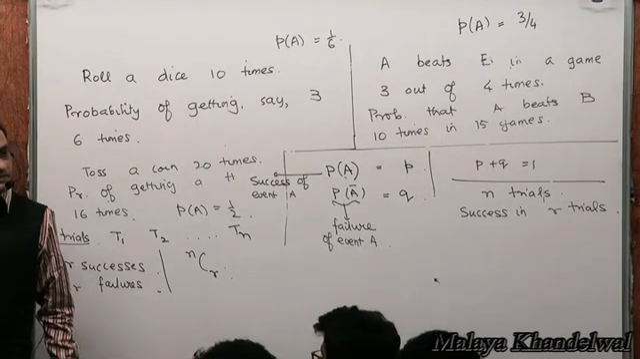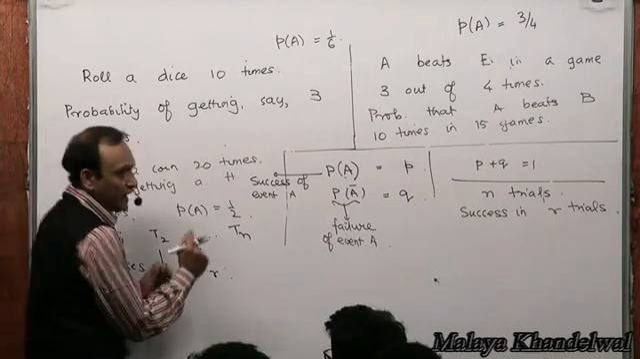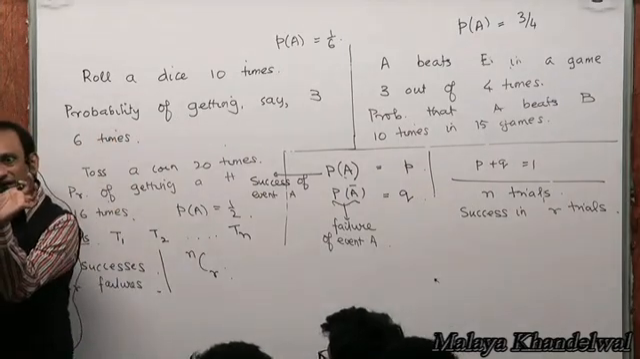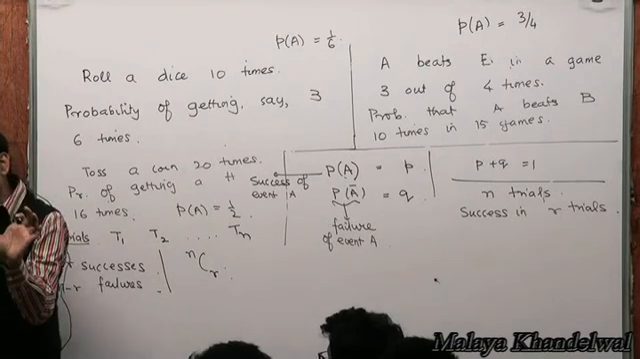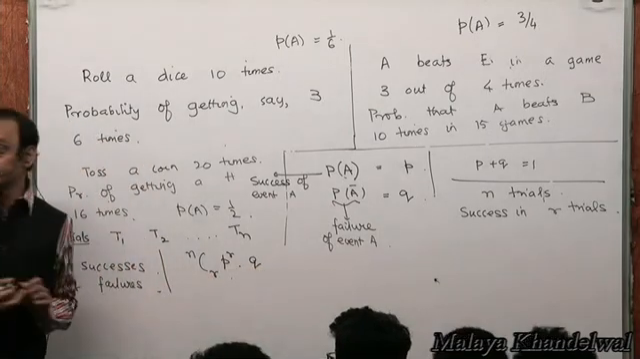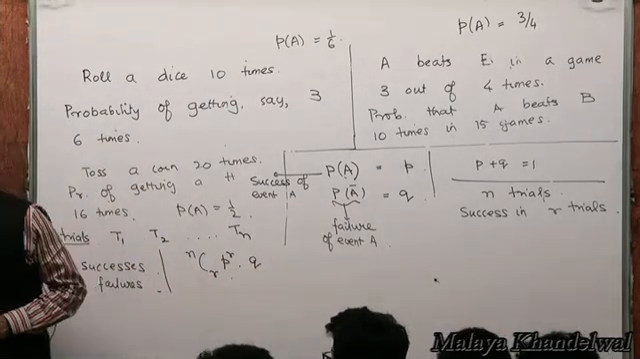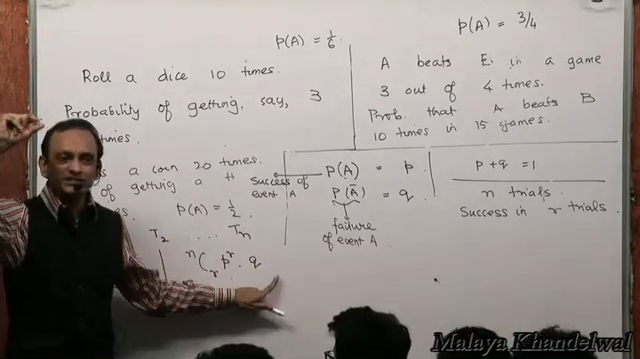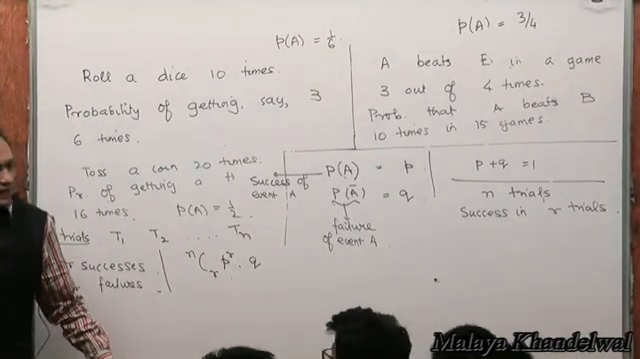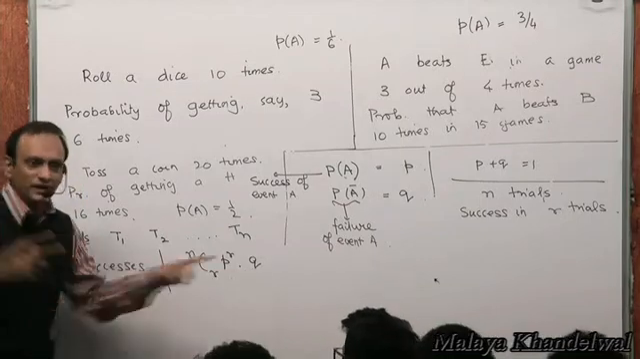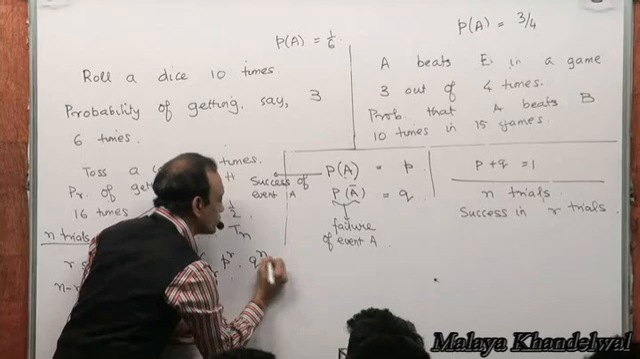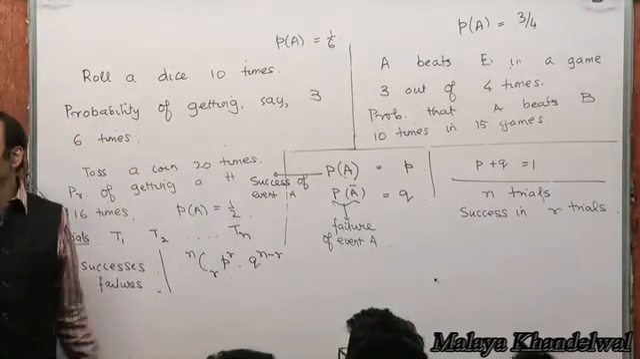So the probability of success is p. For the r successful trials, the probability then would be p into p into p into p, p to power r. And n minus r failures, and the probability of failure is q. So those n minus r trials are failures, each with probability q. So that will be q into q into q, n minus r times, q to power n minus r.